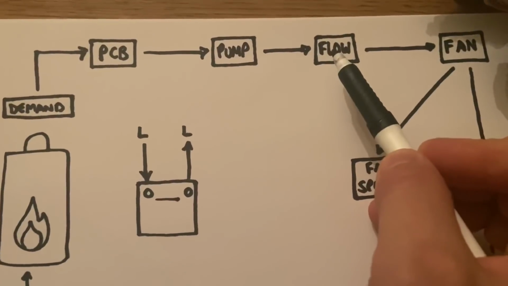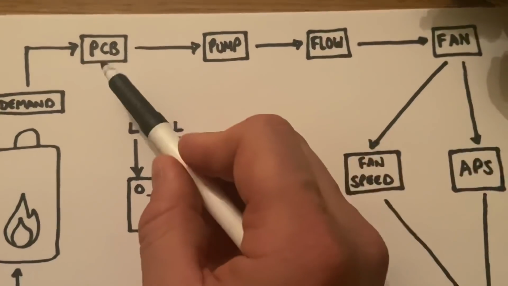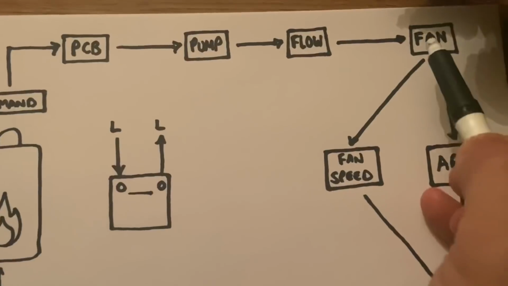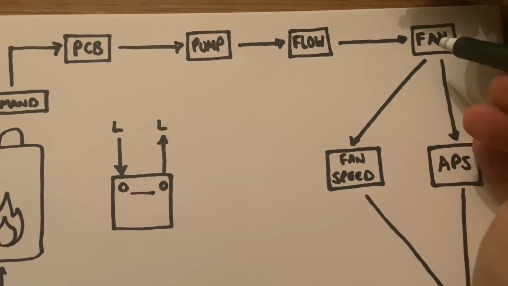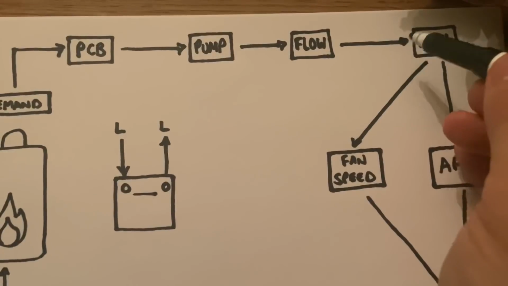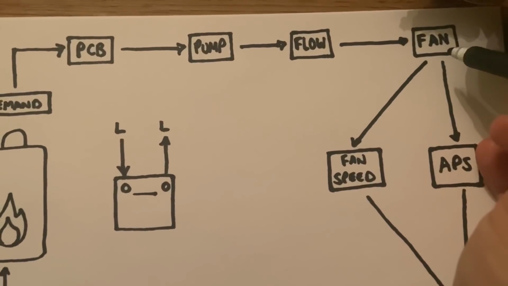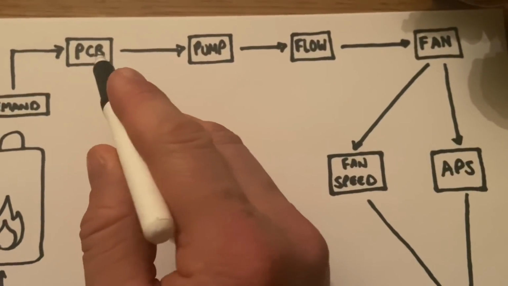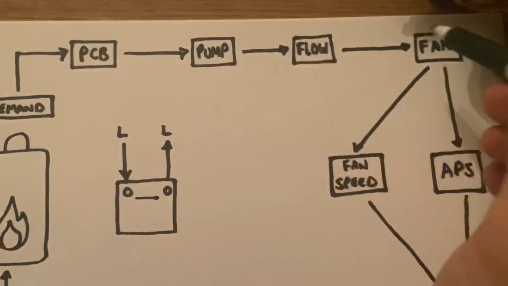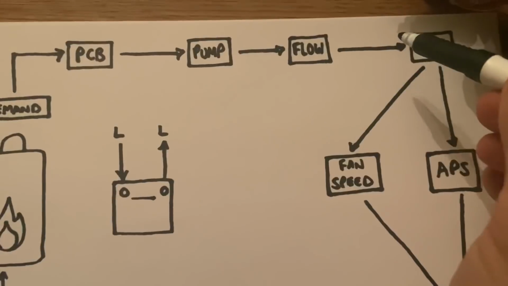If the flow switch is okay, then PCB sends 240 volts to the fan and the fan should start spinning. If the fan doesn't start spinning, have we got 240 volts to it? Yes, fan's faulty. Have we got 240 volts to it? No, PCB's faulty. See what we do, we rule different things out in the sequence.